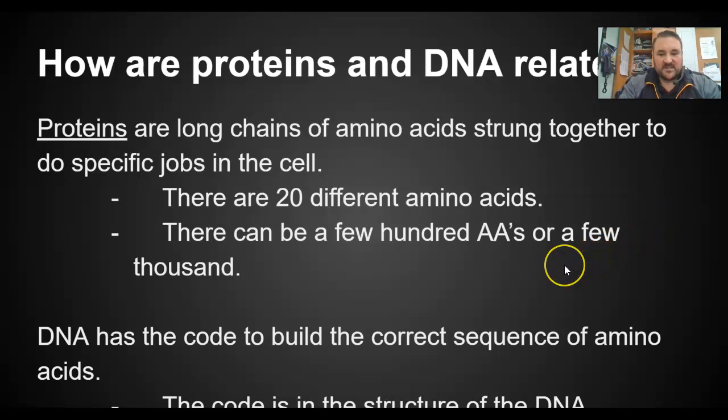So the DNA itself is very much like a recipe. It's the recipe for cookies. It's the recipe for a cake. The recipe itself can't make the cake, but the recipe can tell other parts how to make the cake.